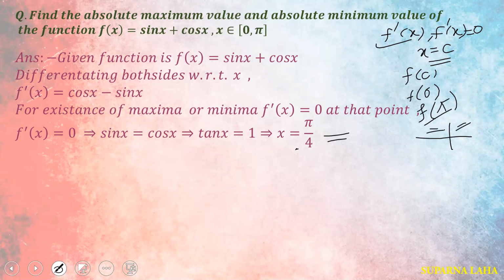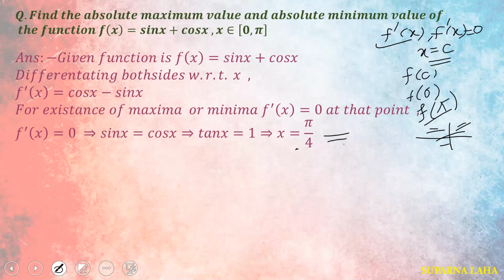In the second interval, tan is negative. So we don't need to use the general value for tan x equals 1. Just write down the principal value, that is pi by 4, since the region is the first and second quadrant. If it is given from the first to fourth quadrant, then we need to check the general value.